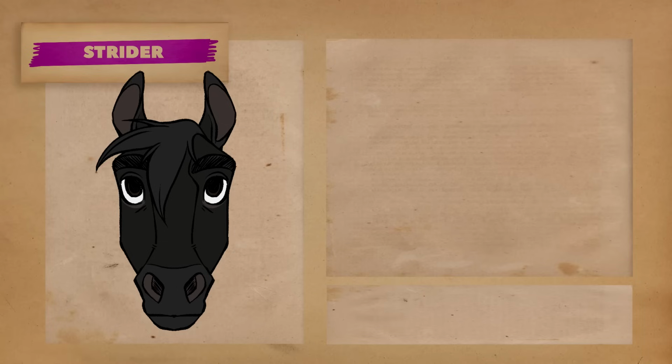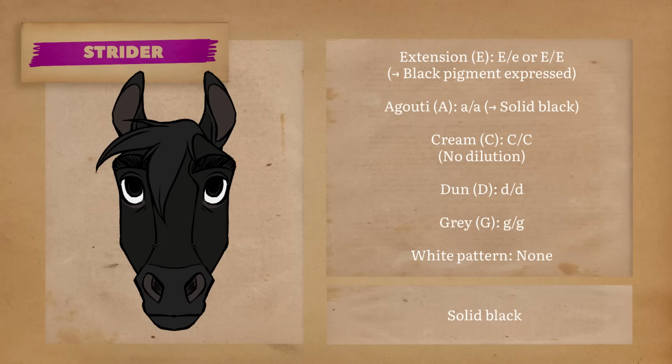Now, luckily, he appears to be one of the easier ones to figure out, as he's described as a solid black horse. So, if you have a look at his genotyping, the extension has to be either homozygous or heterozygous for capital E. He must have at least one capital E to show his black pigment. His agouti has to be 2 lowercase a's, because he's not a bay horse, he is a solid black horse. He doesn't carry any cream genes, so that's 2 capital C's. He doesn't appear to have any dun genes, no grey, and no white pattern.